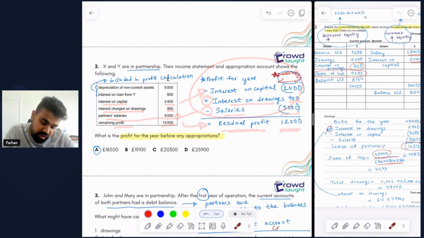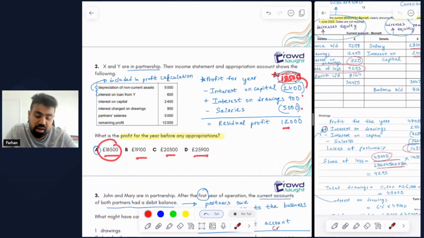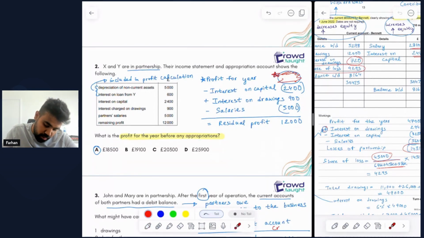Now, what we had to do simply was to use algebra and find the missing number here that would eventually end up giving us £12,000. All these four options that you have been given here, you can simply start by using the first option, which is 18,500, and using it here, and then subtracting 2,400, adding 900, and subtracting 5,000, and you will see that it indeed gives you the residual profit of 12,000 pounds. So a bit of algebra is needed here to answer this question correctly. So let's show something here.